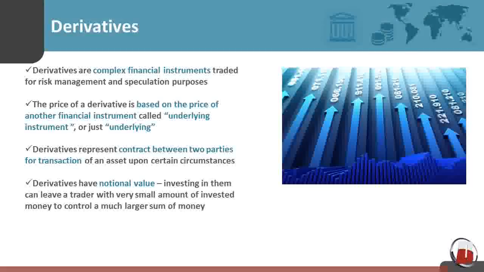Derivatives. Derivative financial instruments, most commonly called derivatives, are complex financial instruments traded for risk management and speculation purposes. The price of a derivative is based on, or is derived from, the price of another financial instrument called the underlying instrument, or just underlying. Derivatives represent contracts between two parties for the transaction of an asset upon certain circumstances.